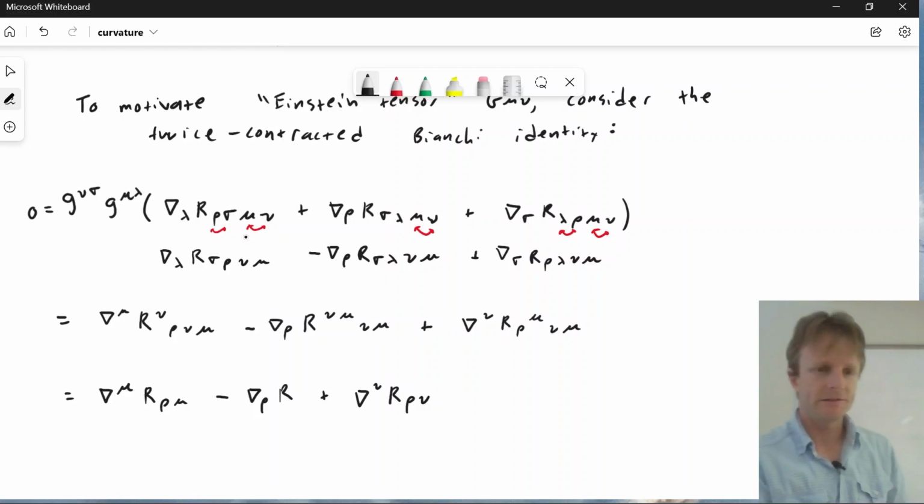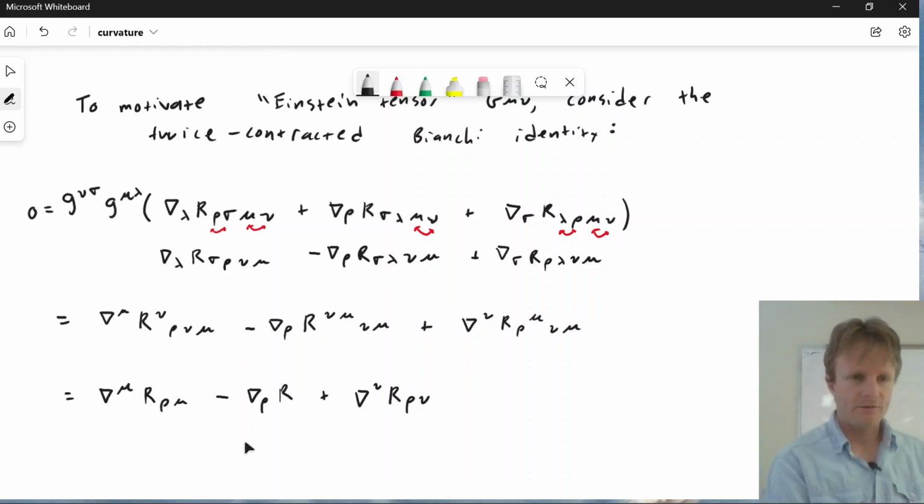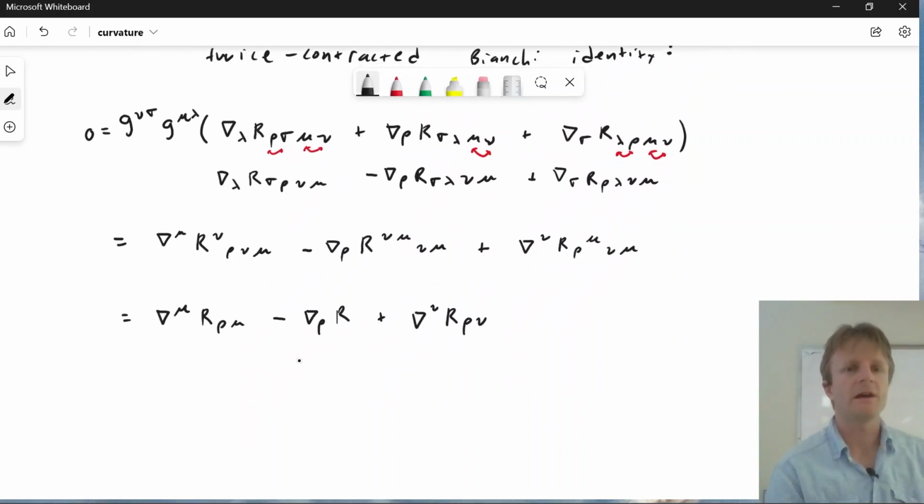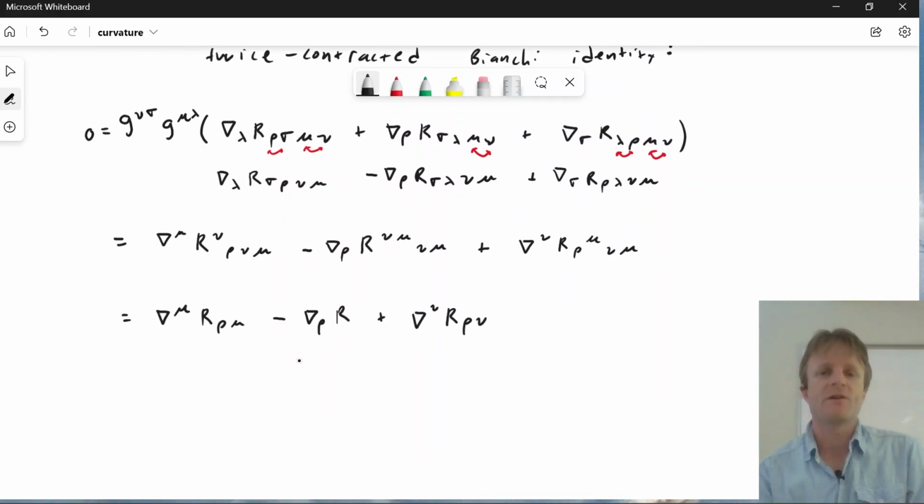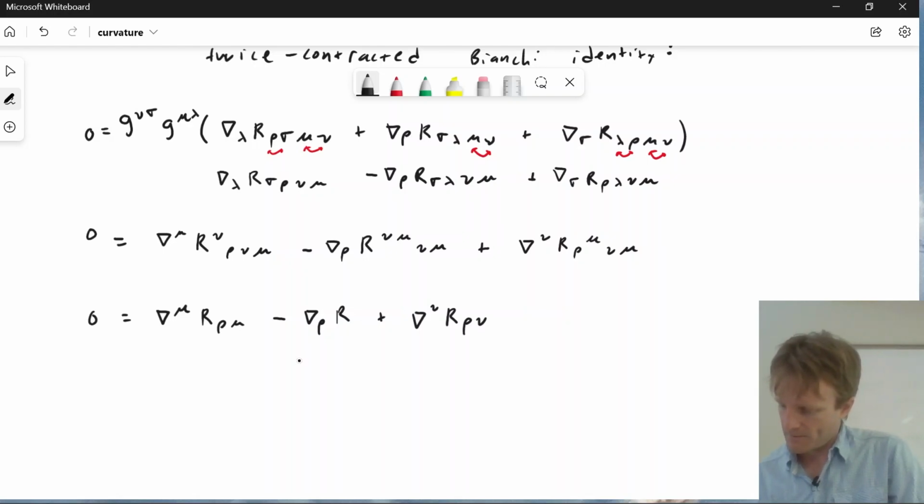Okay. And so now we have an equation that took our Bianchi identity with the Riemann tensor with all four indices and moved it over to the Ricci tensor and the Ricci scalar. So this is all, of course, equal to 0.